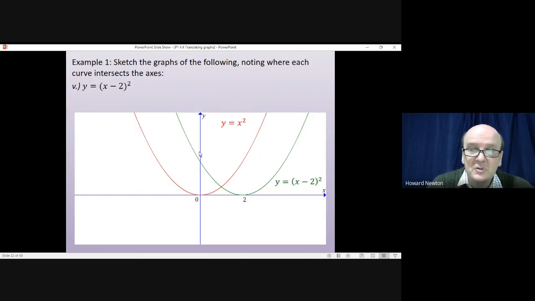And again, to find this crossing point on the y-axis, we just say what happens if x equals 0. If x is 0, then we've just got minus 2 squared. Minus 2 times minus 2 is plus 4. So that intersection point there will be at 4.